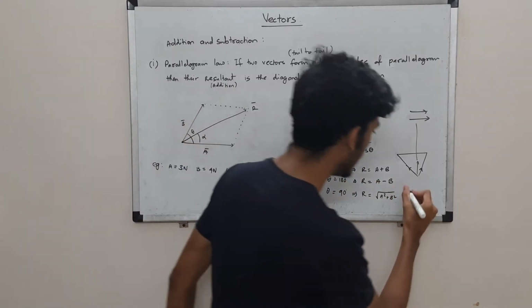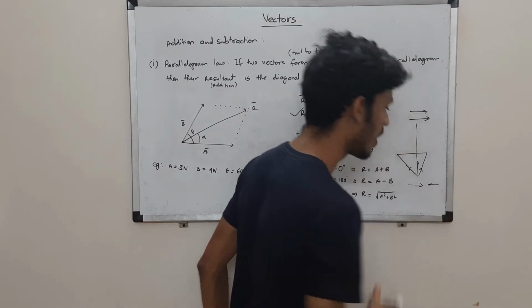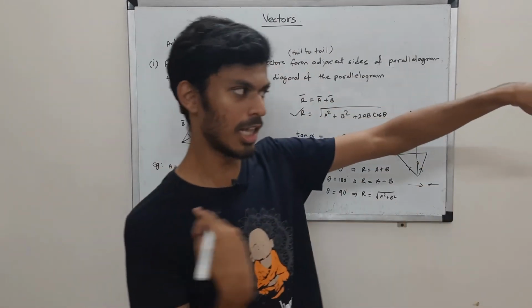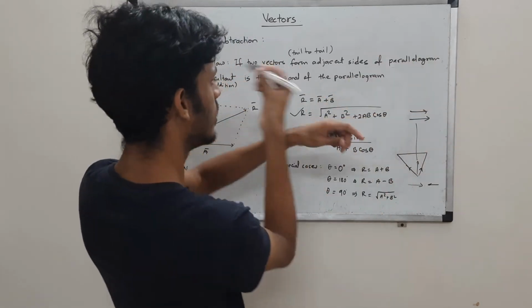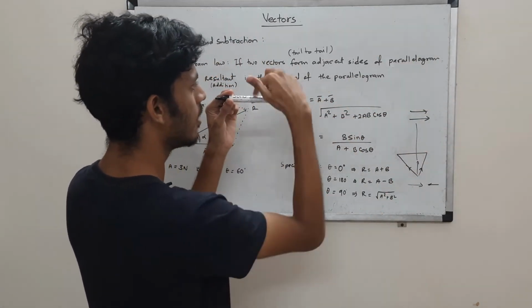Or when the angle is 180, you can see that the two vectors are opposite to each other. Okay, so this is going like this, and this is going like this. The angle between them is 180 degrees, here and here. So the angle is a straight line.